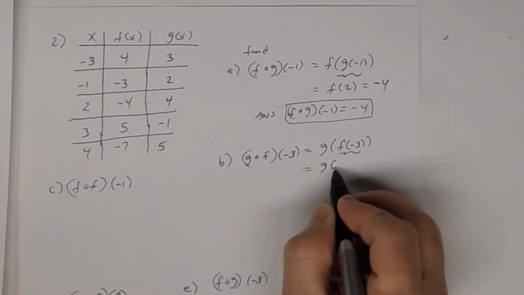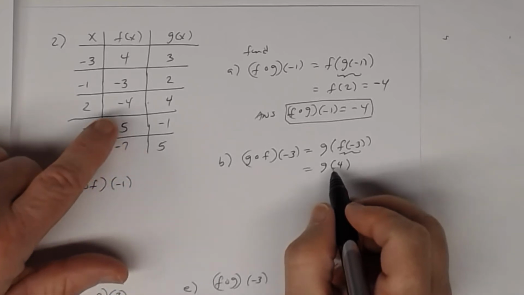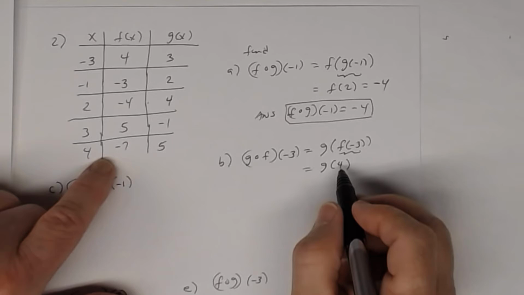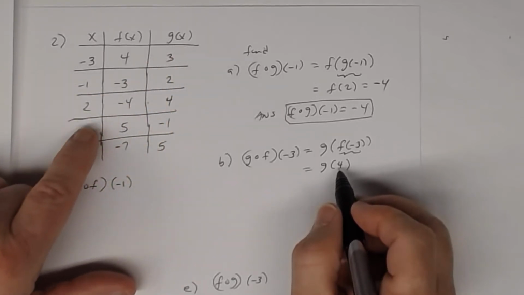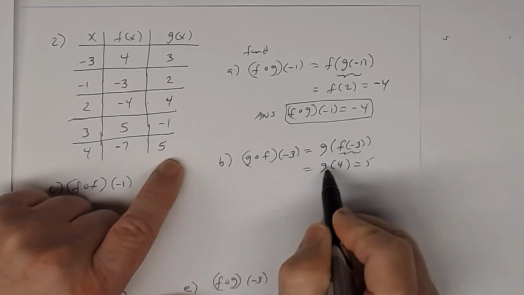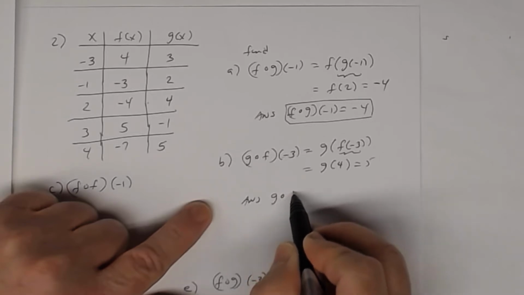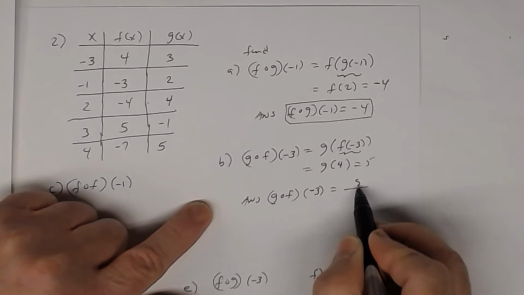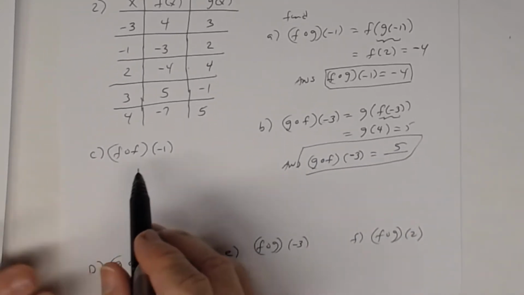Now I've got to find g of 4. That's easy now. I go to my table. When x is 4, which is that last row, g of 4 is 5. All of these are equal, so your answer is g composed with f at negative 3 equals 5. And that's the answer.